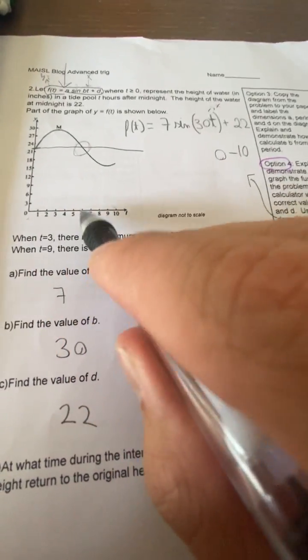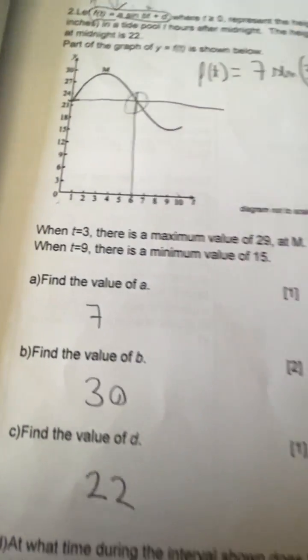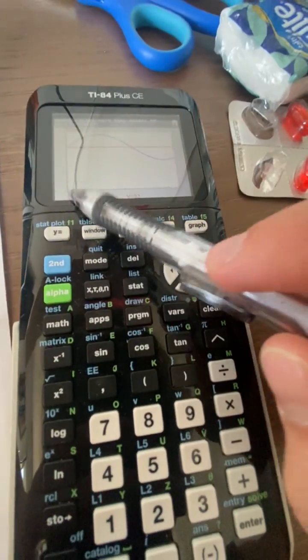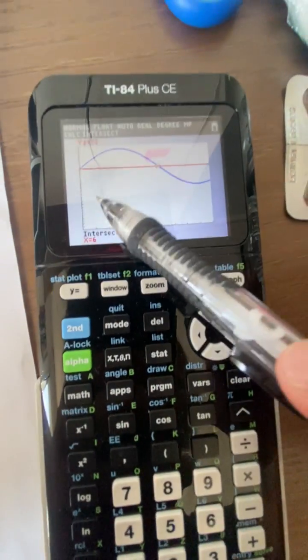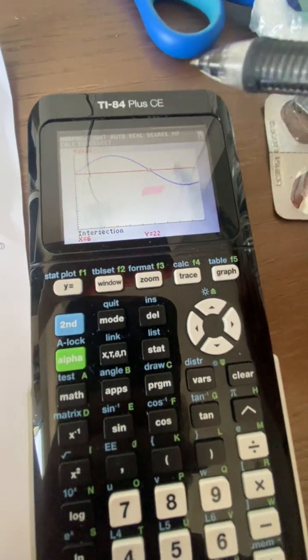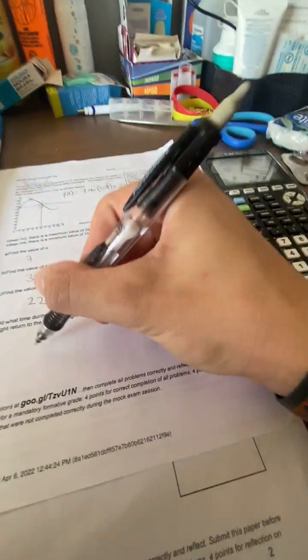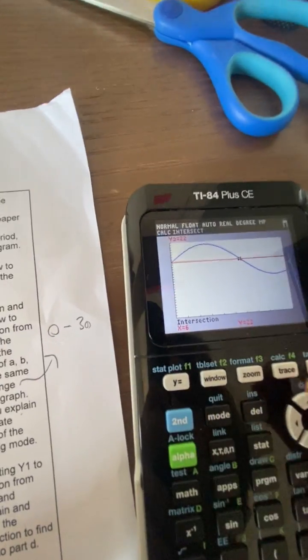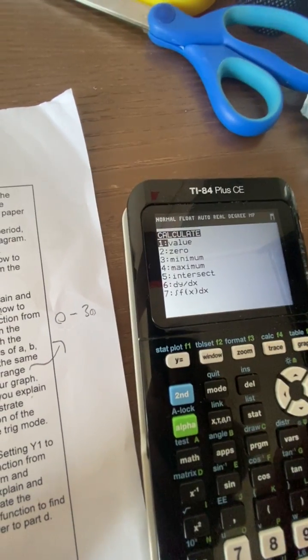So for example, we can already see here that at 6, if we take a look, it's right there. But just to confirm, we used our calculator, and we know that the time at which the water returns to original height is at 6 hours. So that's going to be t equals 6, and the function is second calc intersect, which is number 5. Second calc intersect.